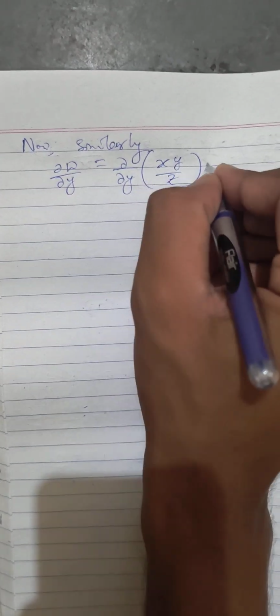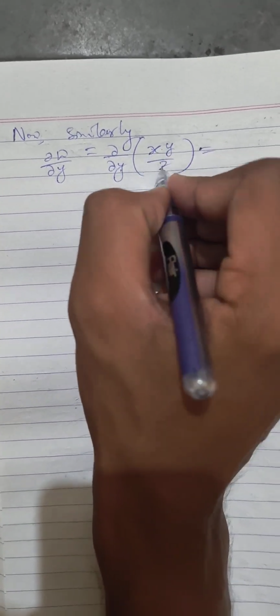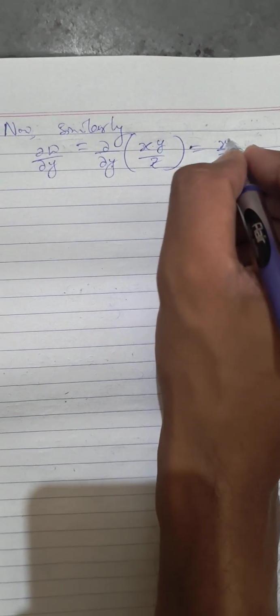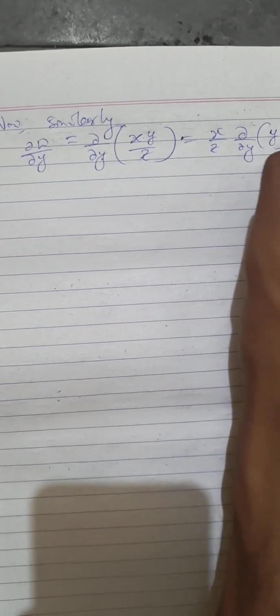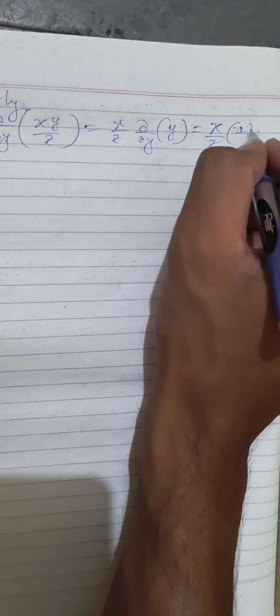Now similarly ∂w/∂y, that is equal to ∂/∂y of the value of w, which is xy divided by z. We are differentiating this term partially with respect to y, so x and z should be kept constant. Therefore take them outside: x/z is constant, ∂/∂y of y only. That is x/z into ∂/∂y of y, which is 1, since the derivative of y with respect to y is 1. Therefore x/z.